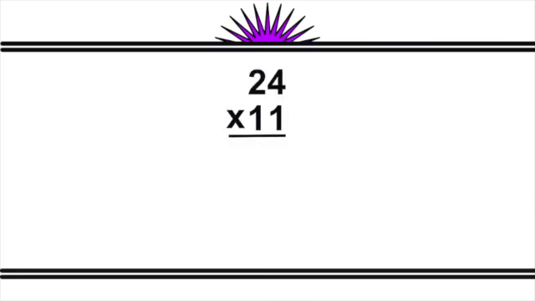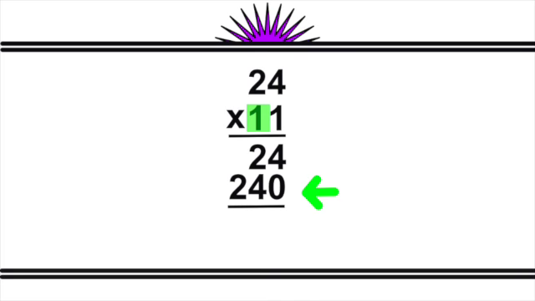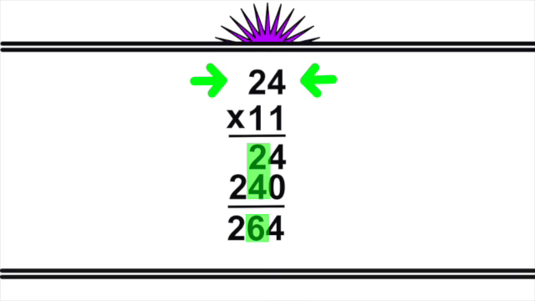If you solve this equation using the conventional method, you can see why this works. We have 24 times 11, so we multiply the 24 by the 1 and we get 24. Then we place a 0 and multiply the 24 by the 1 in the tens place, and we end up with 240. We then add them together and we get 264. So you can see that you add the two digits together and place the sum between the original two digits.